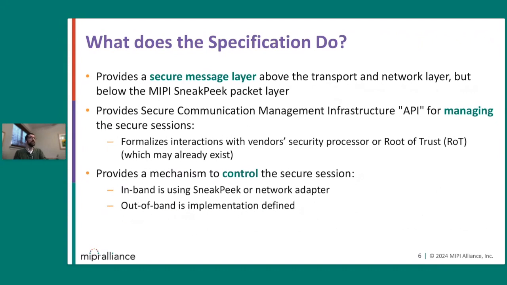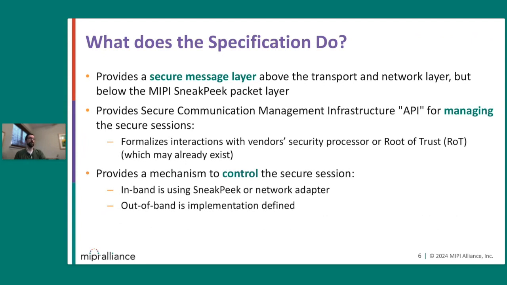So specifically, what does the specification do? Well, it provides a secure message layer above the transport network layers, but below the MIPI SneakPeek packet layer. It provides a secure communication management infrastructure API for managing these secure sessions, architecturally formalizing a bit the interactions with the security processors or roots of trust, which may already exist in a vendor's product and may be usable.